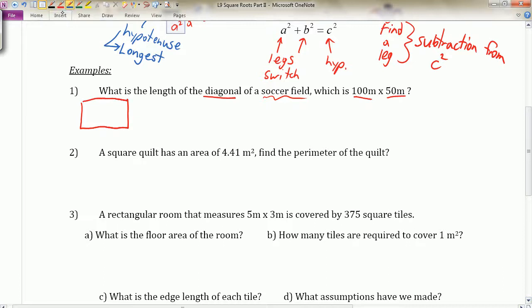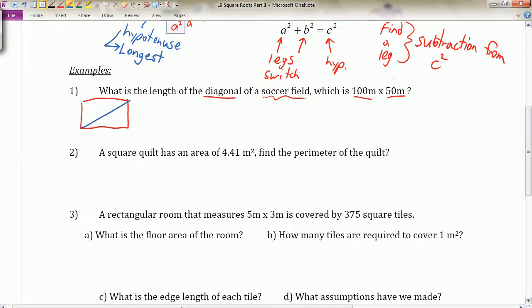Now what else do we need to draw in our diagram? The diagonal, which goes from one corner to the other. You could draw it in this orientation, or you could draw it in this orientation. It doesn't matter. You just choose one.